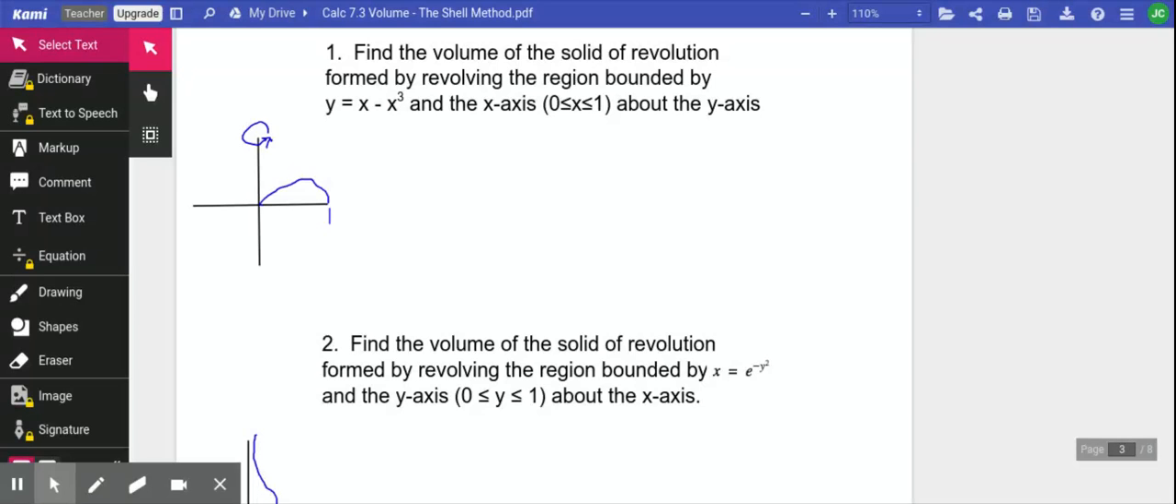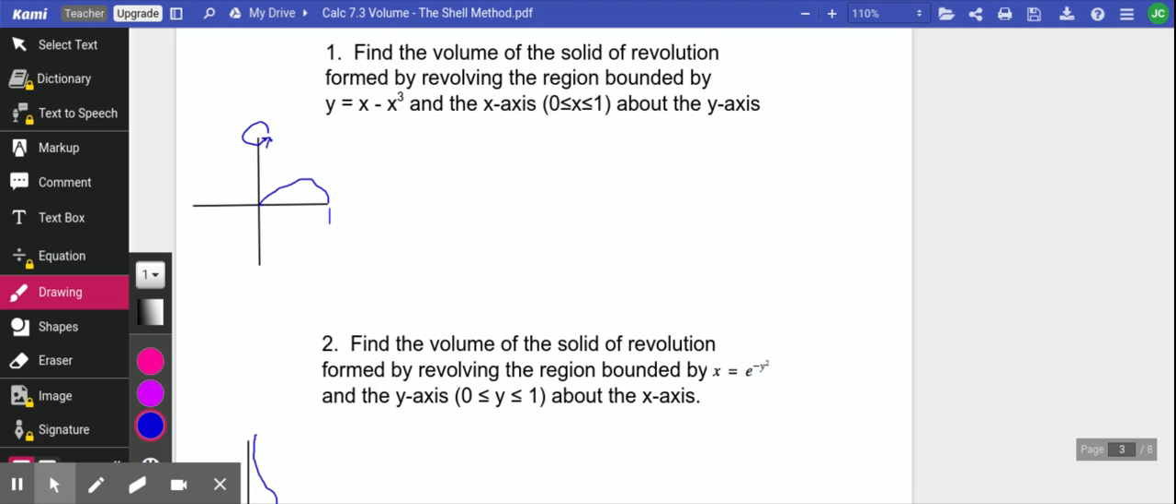Now you can use Desmos to get a good picture of what this is going to look like. That's totally fine. So I've already got the function here. This is the x minus x cubed, and we're revolving around the y-axis. So if you think about this revolution, it's going to come this way and then be kind of circular in shape because you're revolving that. So, a kind of donut-ish shape, except it does not have an actual hole through it.